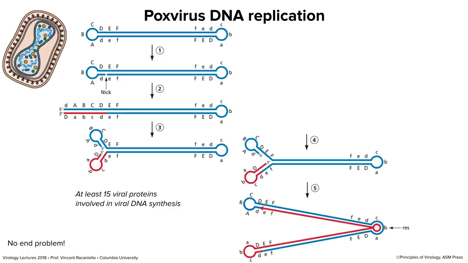Much of this is carried out by viral proteins. We're not quite sure how many. There are at least 15 involved in viral DNA synthesis, maybe more. But again, it needs something from the host cell because the virus cannot do it on its own. No virus can do DNA synthesis on its own. From the simplest to the most complex, they always need something from the host cell. And we still haven't found a virus that does not.